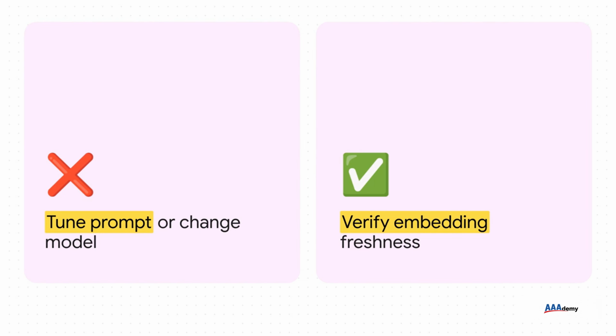Notice the stark contrast here between instinct and reality. The natural instinct, and a very common exam trap, by the way, is to interrogate the prime suspect. You think, well, the AI model is acting up, so let's just tune the prompt or change the language model entirely. But the correct database reality, you have to check the foundational evidence first. If the underlying data structure is broken, literally no amount of prompt engineering will save you. You must verify embedding freshness and dimensions before doing anything else.